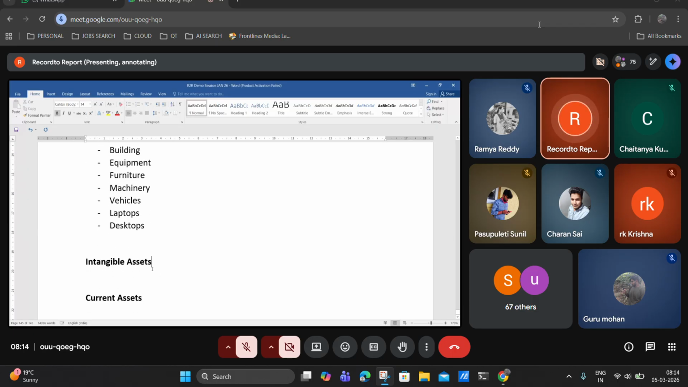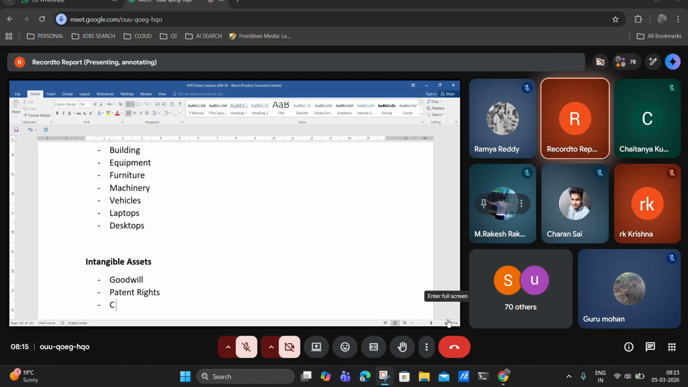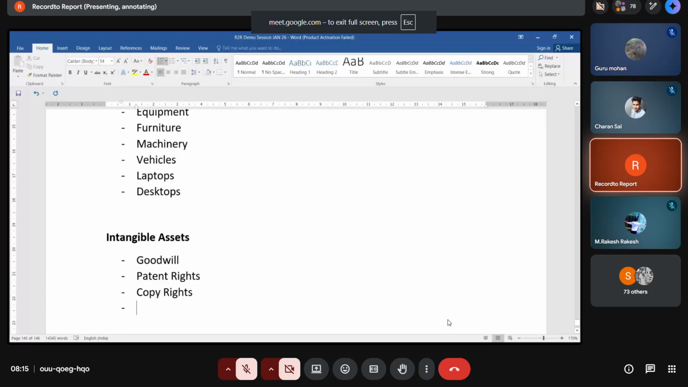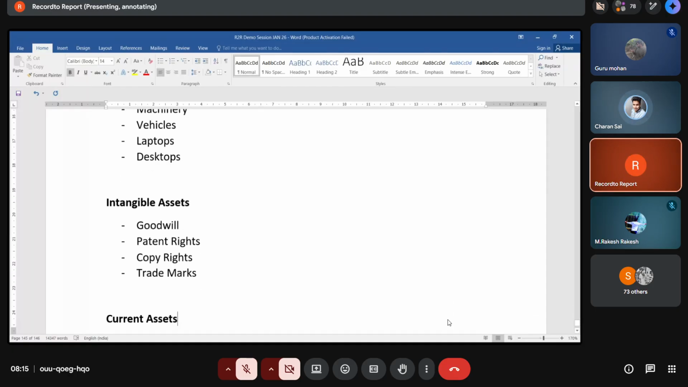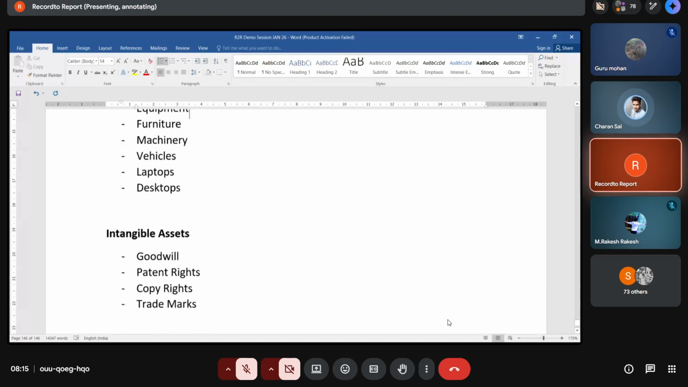Intangible assets are the assets which do not have physical existence. Intangible assets are goodwill, patent rights, copyrights, and trademarks. Okay, goodwill, patent rights, copyrights, and trademarks. Okay, so these are intangible assets.